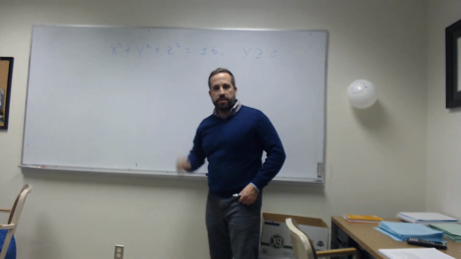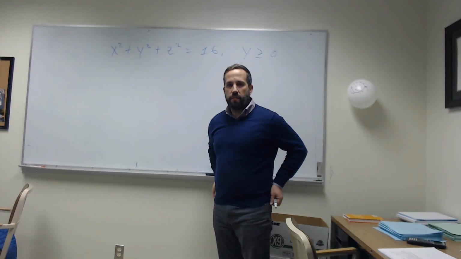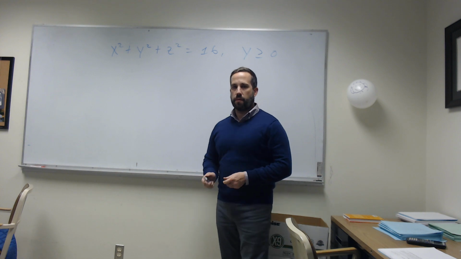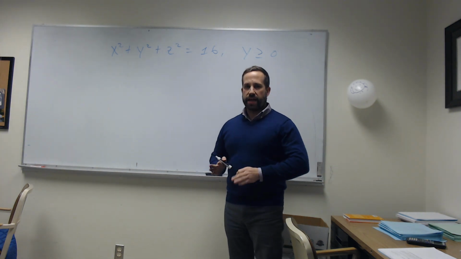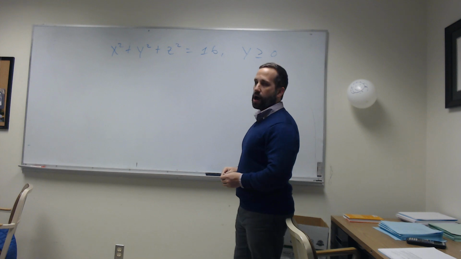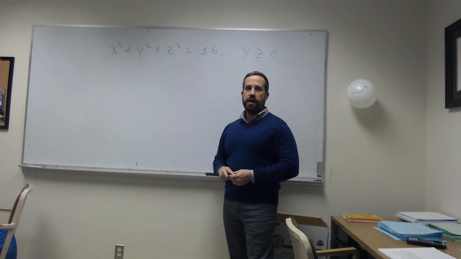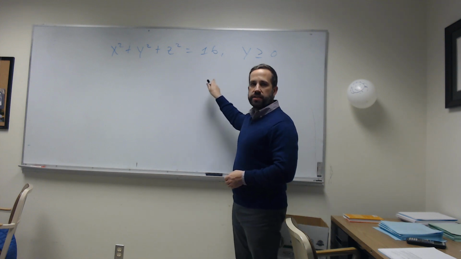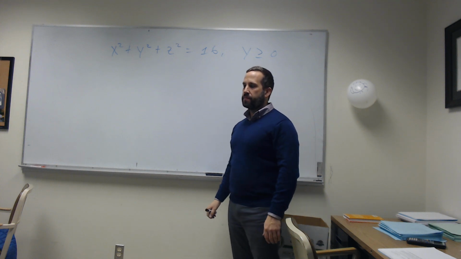Okay, so I apologize. I made a mistake on the very first problem that we did in class, the first part of the first problem that we did in class, or I guess maybe the second part. But anyway, we have a sphere, or a hemisphere, x squared plus y squared plus z squared is equal to 16, and y is greater than or equal to 0.